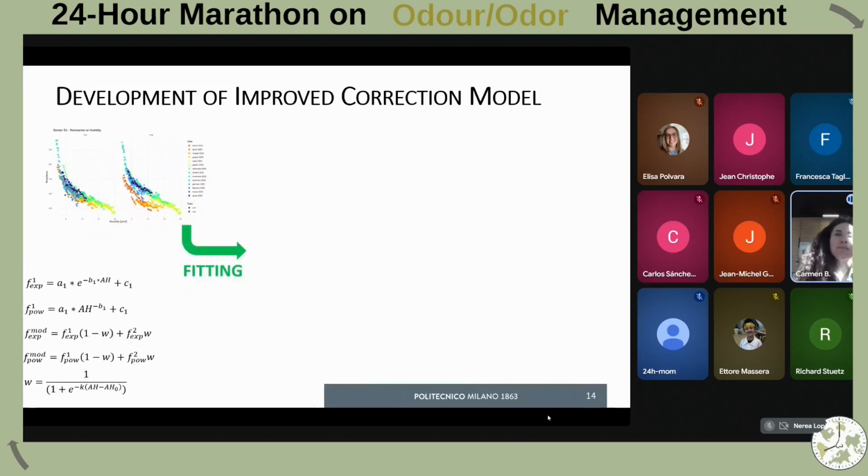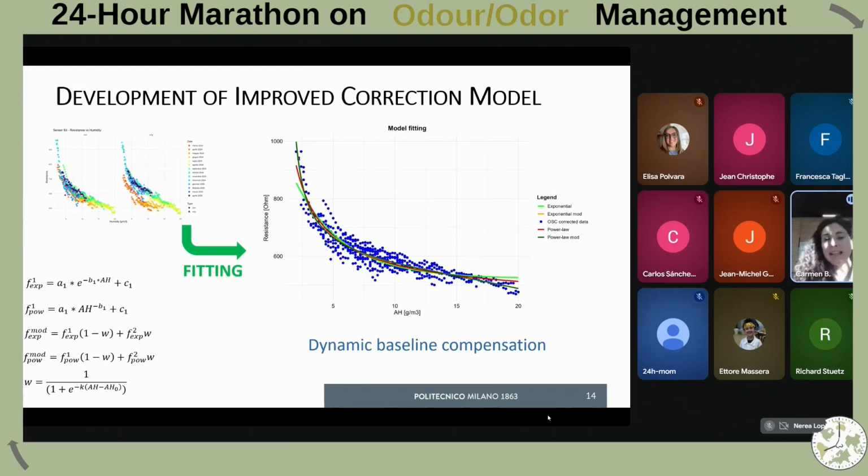We tried to evaluate different types of mathematical models for implementing this baseline compensation by comparing exponential and power law models, and we ended up with the implementation of a dynamic baseline compensation model for correcting the effects of the moisture changes on the sensor response. The changes in the absolute humidity of the air that the sensor is exposed to over the monitoring periods are something out of the control of the user of the IOMs.